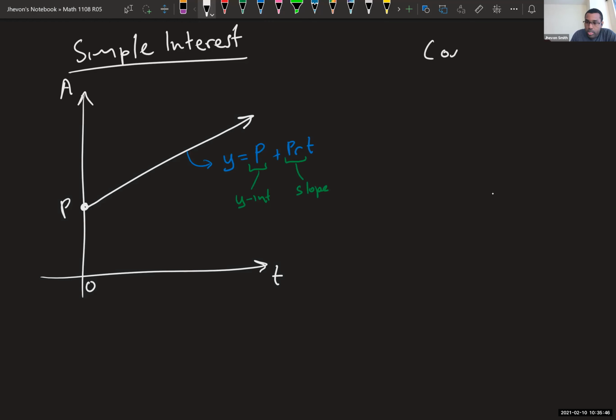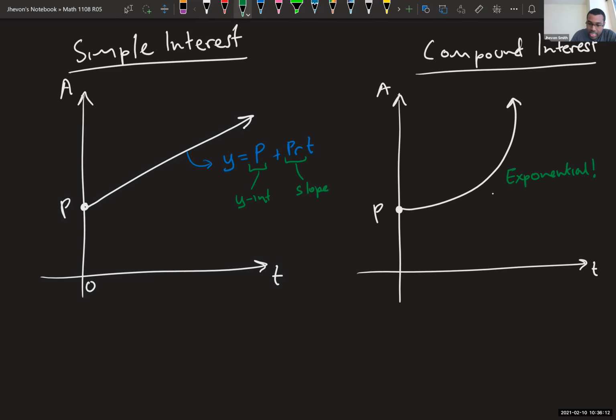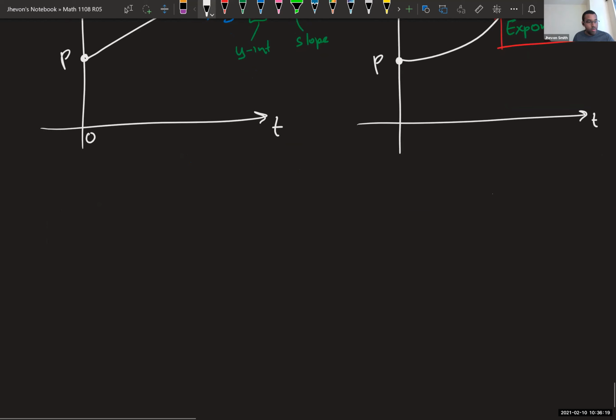If you're looking at compound interest, and you start off at P, it grows like an exponential. And in the beginning, you might not notice just how much difference there is. It'll start to grow a little slower, but it gets bigger over time. You have to realize that this is exponential, and that matters a lot. Over a long period of time, it will get out of hand. Okay?